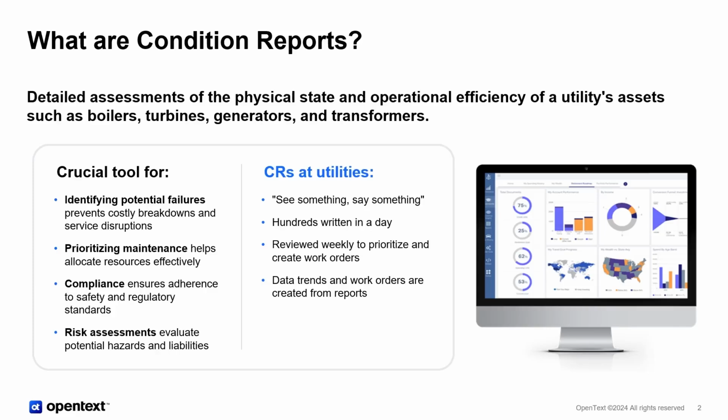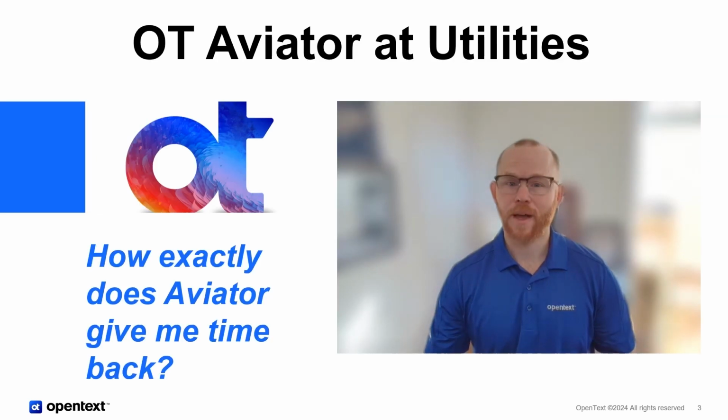Condition reports are typically reviewed on a weekly basis for priority, legitimacy, and eventually work orders. The trends derived from condition reports enable utilities to understand the history of activities that have already occurred or potentially predict an event that may happen soon. Now that we know what condition reports are, let's talk about how OpenText Content Aviator can help. And we're going to focus on how we help give utilities time back.